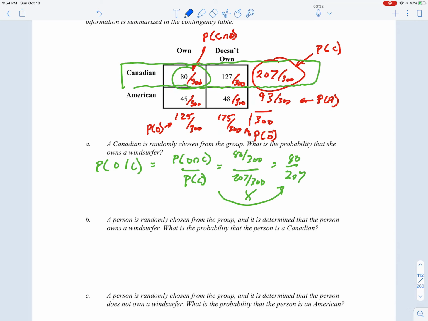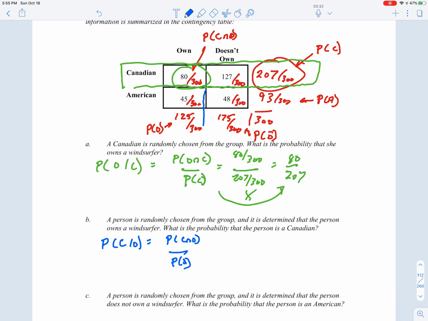A person is randomly chosen from the group, and it's determined that the person owns a windsurfer. What's the probability that the person is a Canadian? I wanted to give you this one to show the difference in the way these are worded. In part A, the given part is that the person is a Canadian. In part B, the given part is that they own a windsurfer. But it's the same joint probability, the same numerator. So the numerator is C and O, or O and C, it doesn't really matter. But what's different is the denominator.